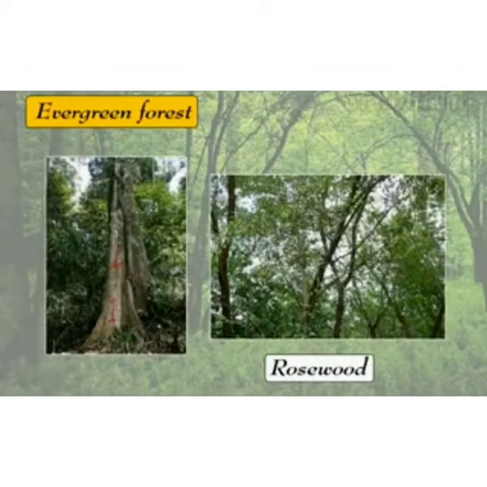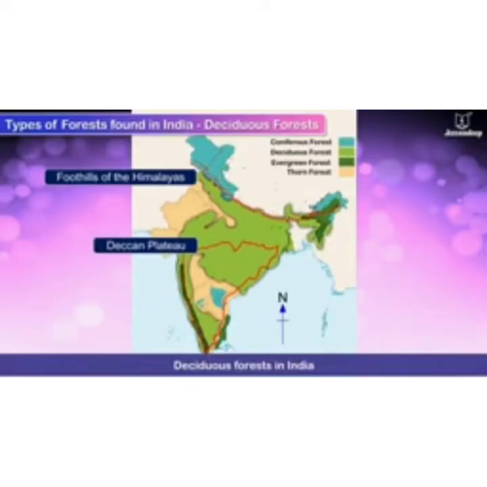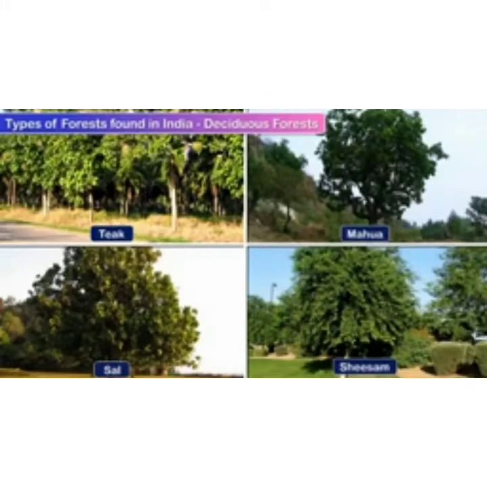Deciduous forests are popularly called monsoon forests. They are found at the foothills of the Himalayas. The trees found in the deciduous forests shed their leaves once a year. Deciduous forests cover the largest area of forests in India. Teak, sal, and mahua are some common trees of these forests.